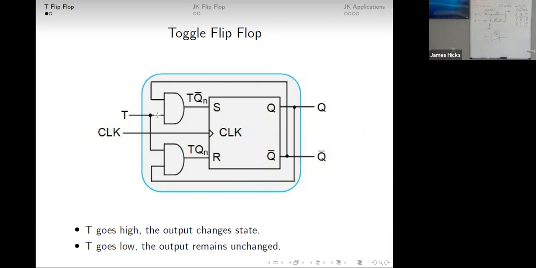So what happens with the toggle flip-flop, whenever T goes high, so logic level high for the toggle input, Q and Q bar change states. If T is logic level low, the output doesn't change. So it does just what it says. Every time you make T go high, it toggles the outputs.